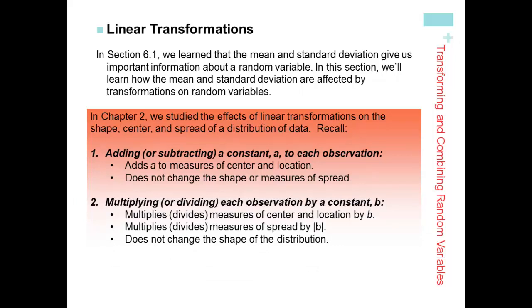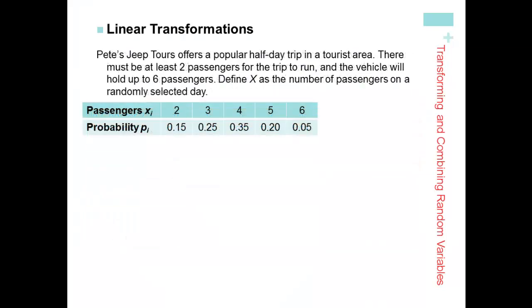2. When you're multiplying or dividing each observation by a constant, b is going to multiply or divide the measure of center and location by b. It's going to multiply your measure of spread by the absolute value of b, and it will not change the shape of your distribution. Let's take a look at how these transformations relate to a discrete random variable.